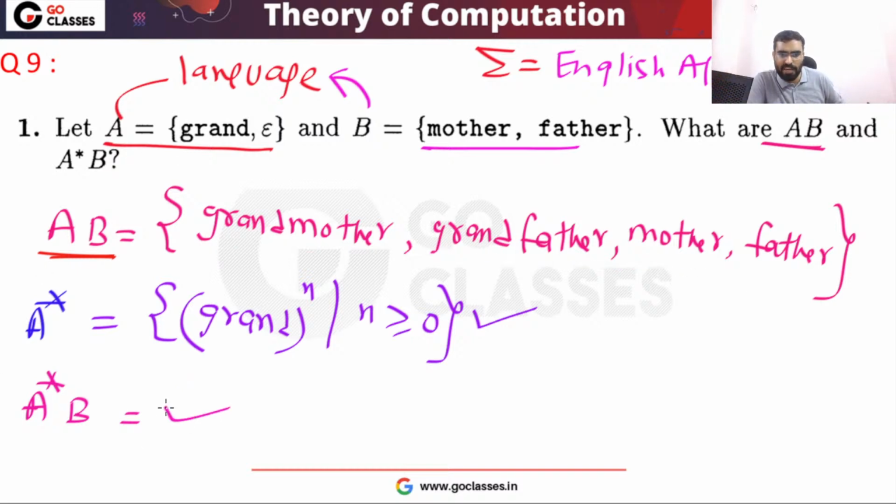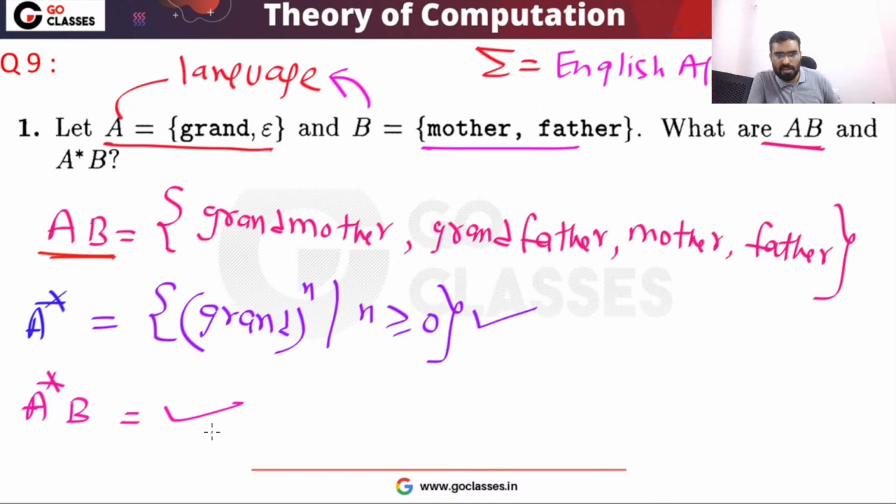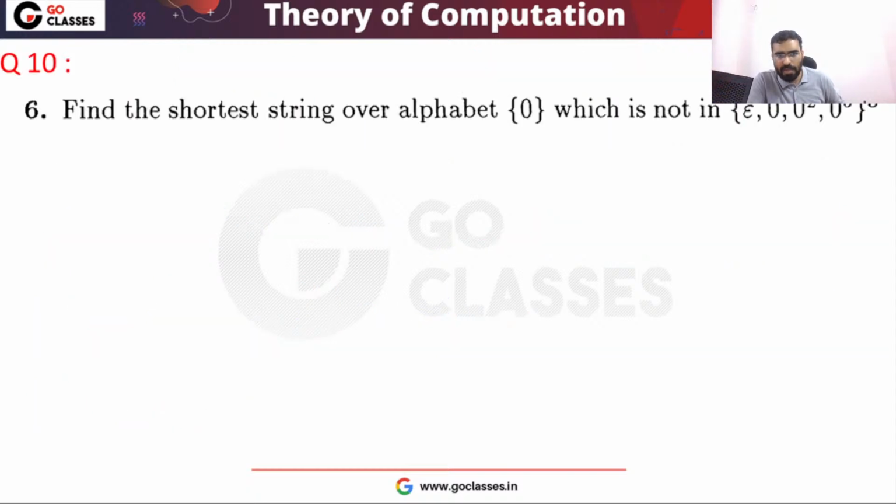Now you can easily find it, correct? Yes or no? This is an easy question, you can check it out. So what will be your A star B? That will be A power n followed by grandmother, A power n followed by grandfather, A power n followed by mother, A power n followed by father. Okay, so this will be your A star B. Now let's see the next question.